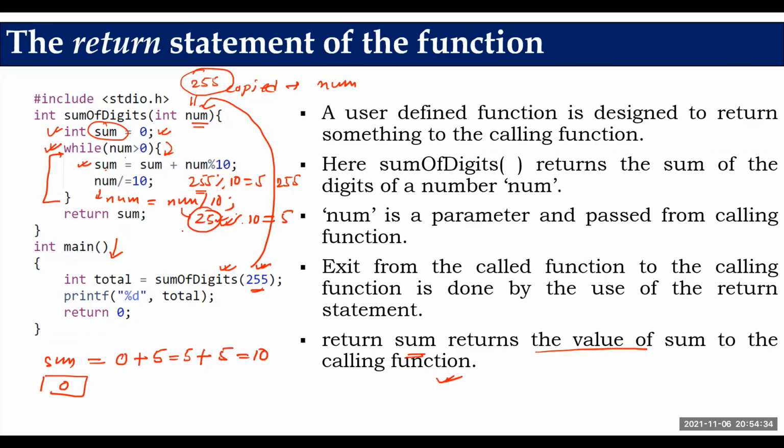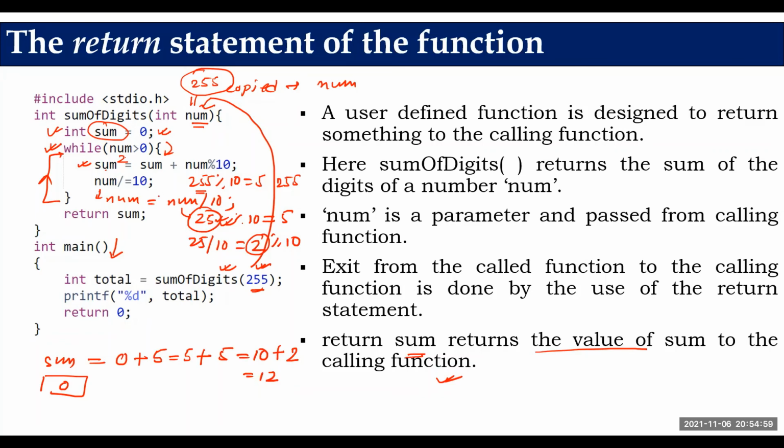Num equal to num by 10. So what is the value of num? 25. 25 divided by 10, what will we get? 2. So it will go up the loop. Again we are checking the condition. 2 greater than 0? Yes, 2 is greater than 0, true. Sum equal to sum plus num modulus 10. So 2 modulus 10, what will we get? 2. So it will become 12.